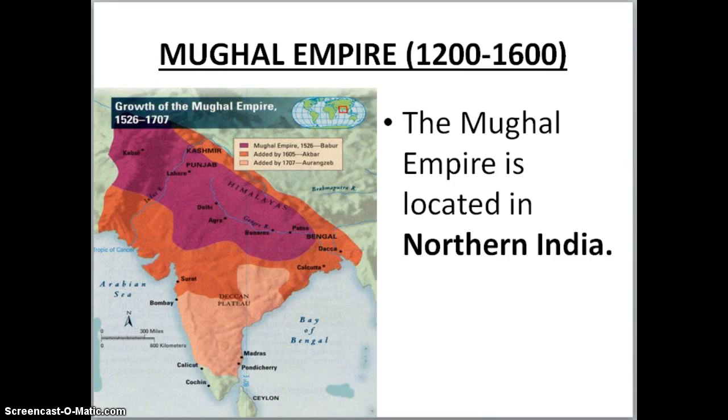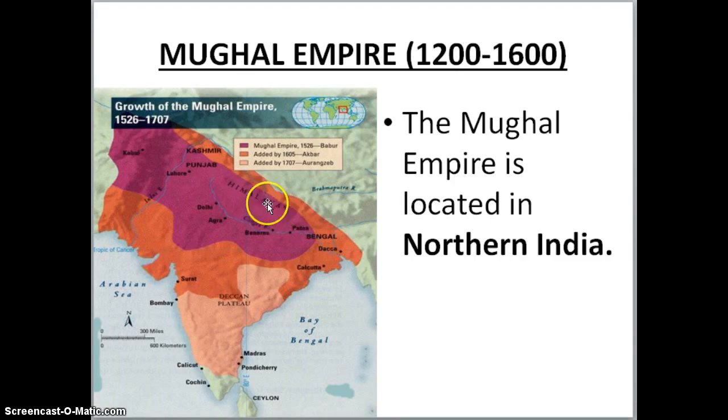Here is a lovely map of the Mughal Empire between 1200 and 1600. Again, the Mughal Empire is located in northern India. So here is the country of India, this whole thing right here. And the Mughal Empire is going to begin here in northern India. Soon after that, we're going to have another section of India added to the Mughal Empire. And lastly, we're going to have another bit of India added to the Mughal Empire, and it's going to take up this entire area.